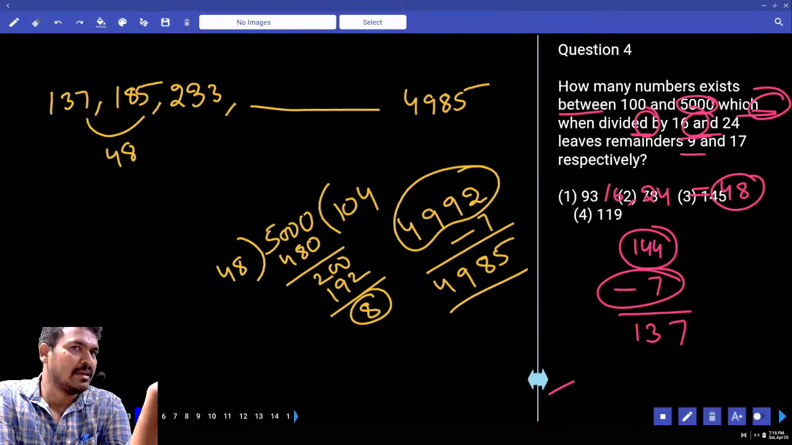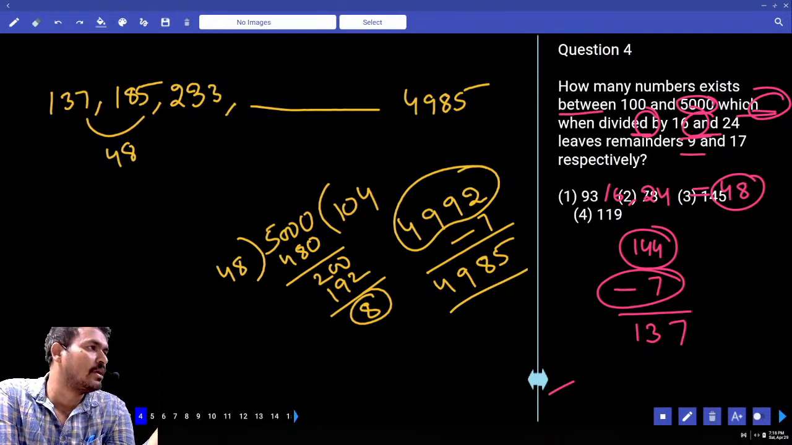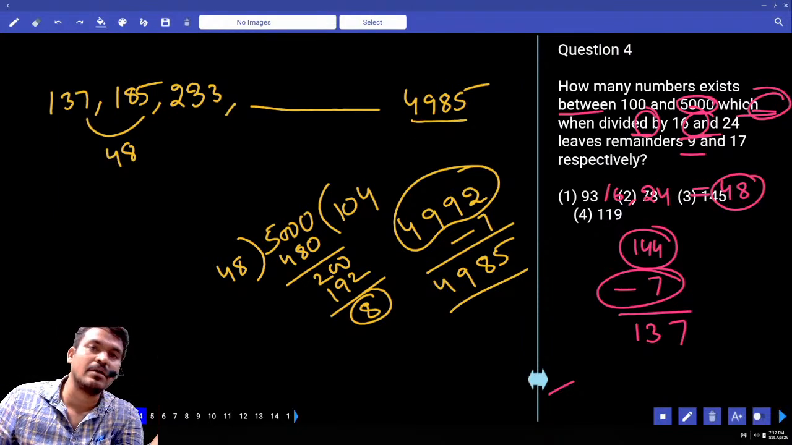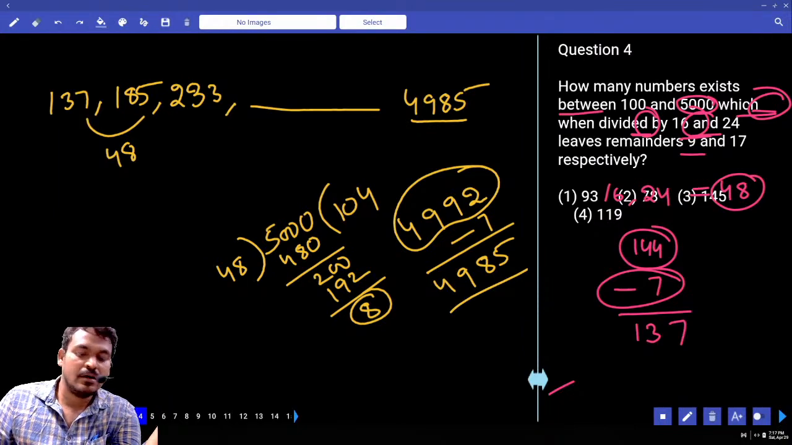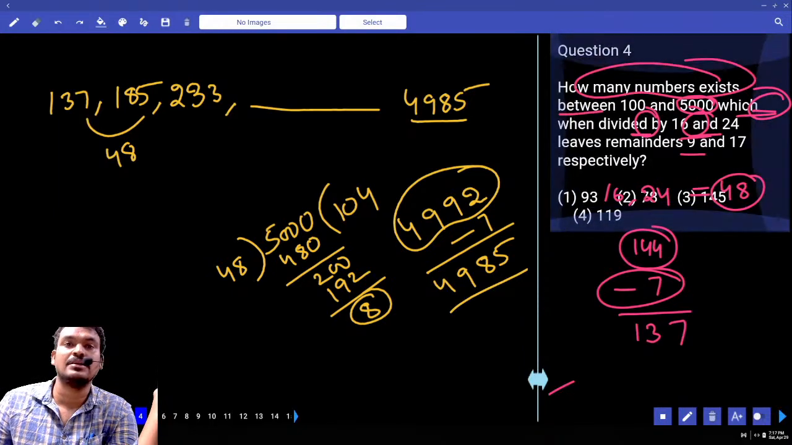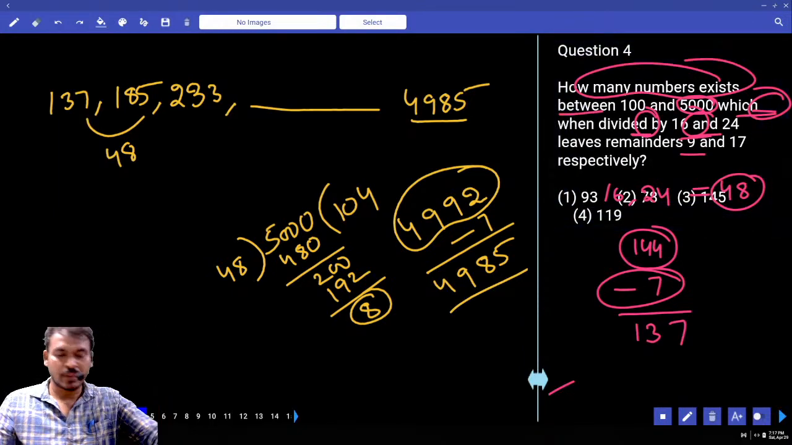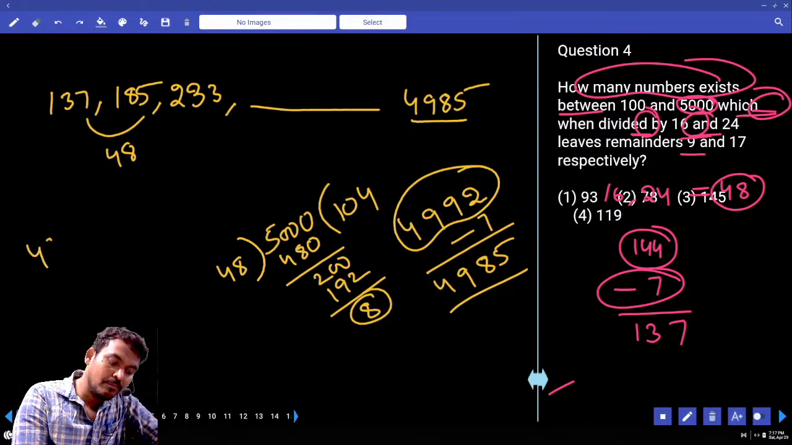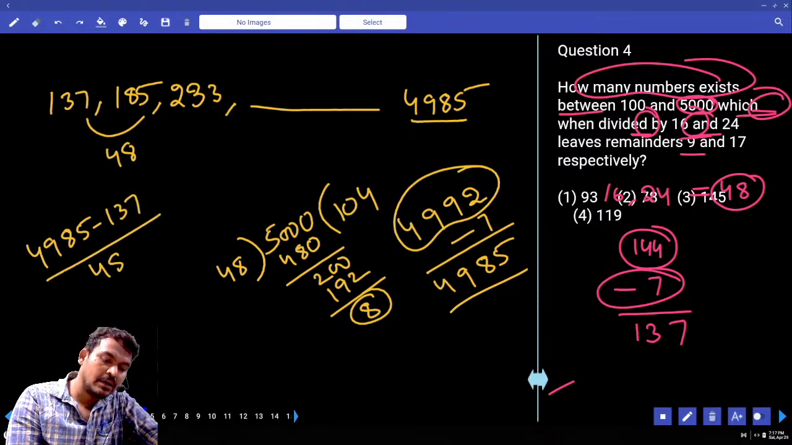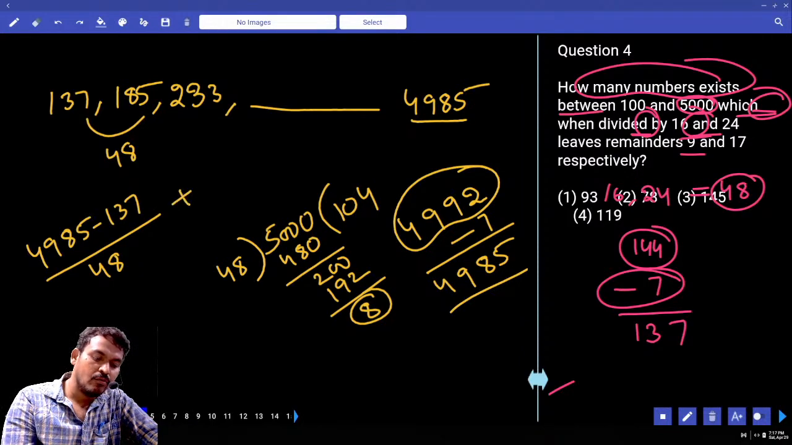If you add 7, it is exactly divisible. If you subtract 7, do we get different remainders or the same remainders? Different remainders. So what is the last number? 4985. What is the first number? 137. Last number 4985. What is the question here? How many numbers exist? Last term minus first term, by common difference, plus 1. What is the common difference? 48, plus 1.